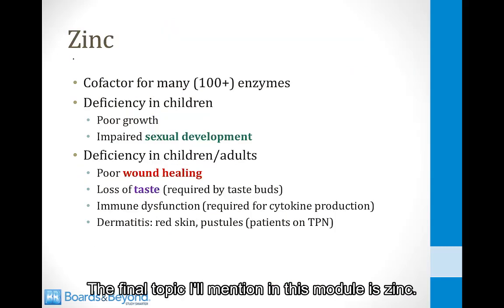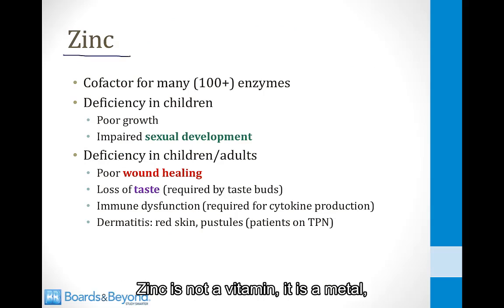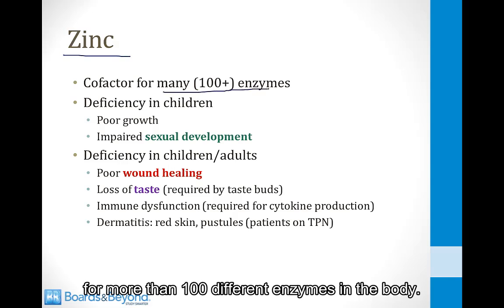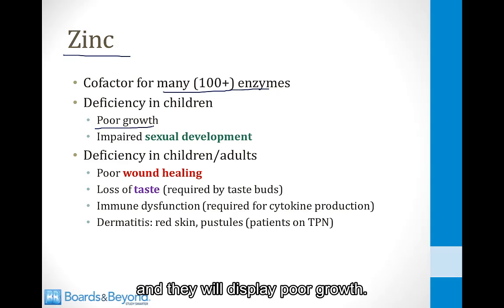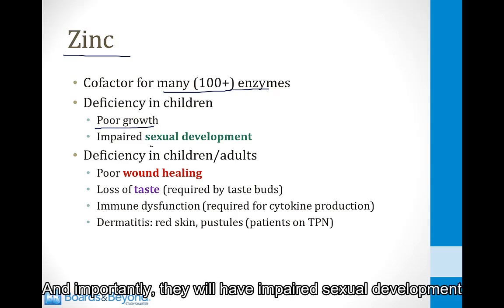The final topic I'll mention in this module is zinc. Zinc is not a vitamin, it is a metal, but it's a cofactor for more than 100 different enzymes in the body. In some parts of the world where children have very poor nutrition, they can become deficient in zinc and they will display poor growth. And importantly, they will have impaired sexual development.